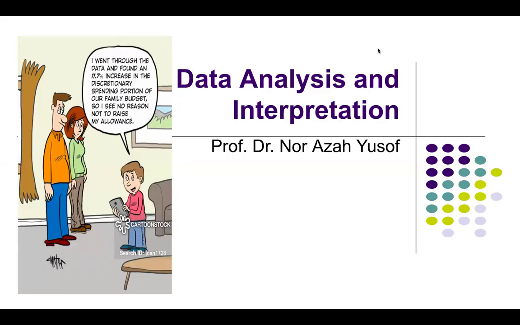So the first thing is, when we are talking about statistics, before I come back to error or whatever, it's about data. Okay. So if you look at this kid, I went through the data and found an 11.7% increase in the discretionary spending portion of our family budget. Okay, so this small guy gets to know that his parents are spending some increased discretionary money. So I see no reason not to raise my allowance.